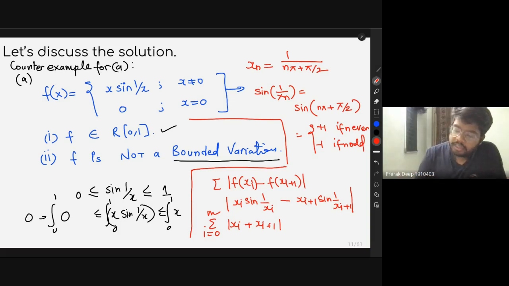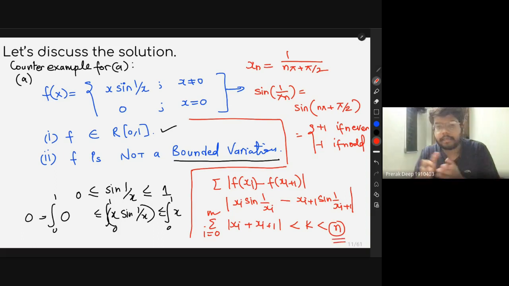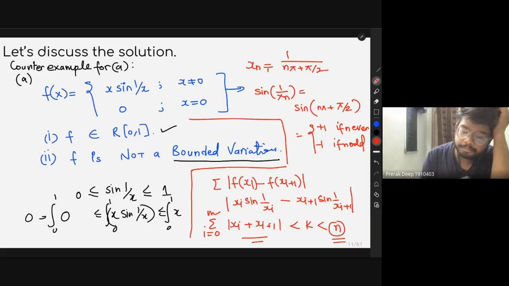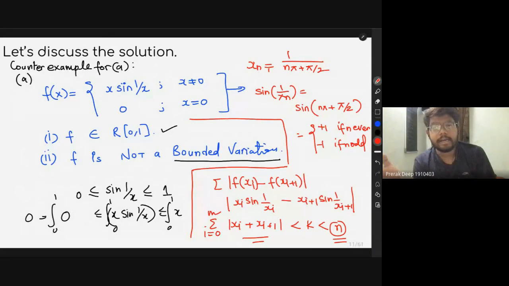If you say that you are bounding it by k, then you can find some natural number n which is larger than k, and you use that n to partition this set. You take that many partitions, take that value here, and this sum will then be larger than k. So you cannot bound it for any given constant k. You can always partition your set in such a way that this sum will not be bounded by that k. So this proves that if a function is Riemann integrable, it need not be of bounded variation.